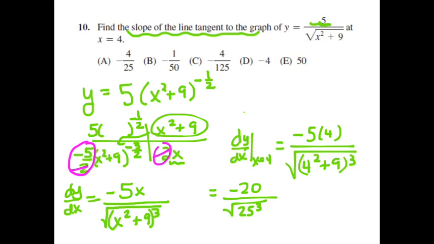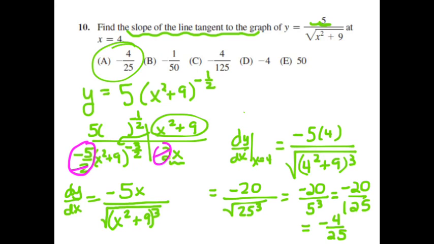Now at this point, you may be thinking, wow, I have no idea what 25 cubed is. Well, the nice thing about this is that since we have a square root and a cubed, and they're both exponents, they're both at that level in the order of operations, I can do the square root first. And so this is equal to negative 20 over 5 cubed. And then 5 cubed is 125. And then if I reduce by 5, I end up with negative 4 over 25, answer A.